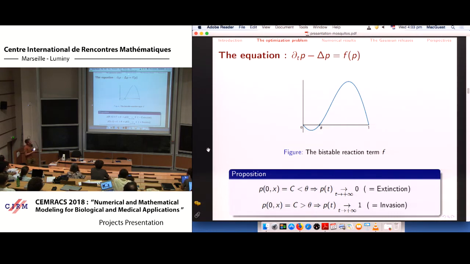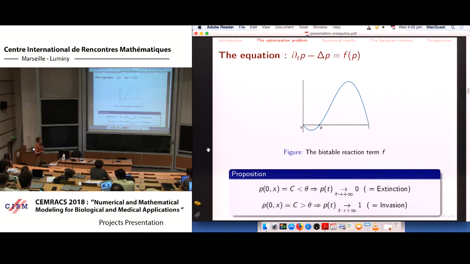So ∂t p minus Laplacian of p equals F(p), with F a bistable reaction term. So this means that there are two stable steady states, which are constants, 0 and 1. Theta is also a steady state, but it is unstable. And there are many properties of such a reaction term. For instance, if the initial condition is constant and less than theta, you go to extinction. That means that when t goes to infinity, p of t goes to 0.